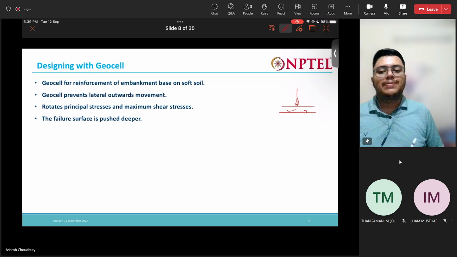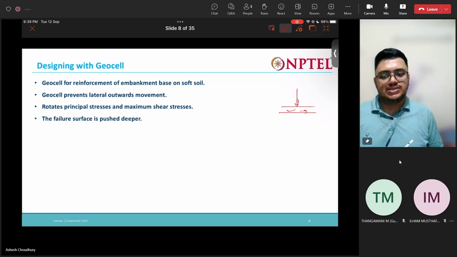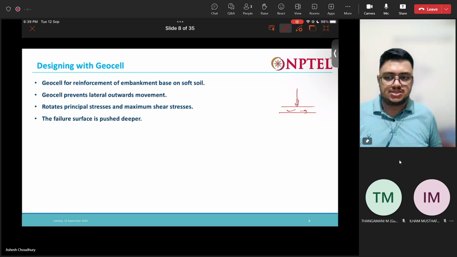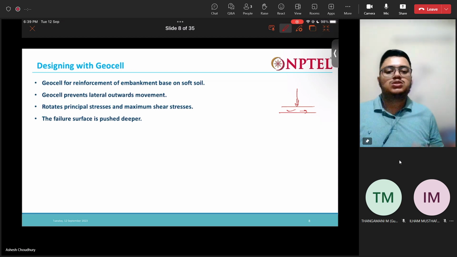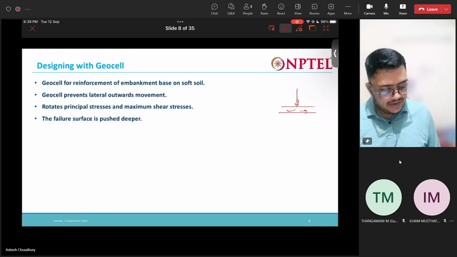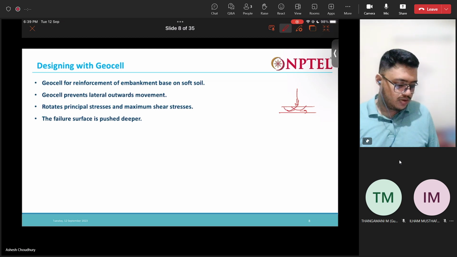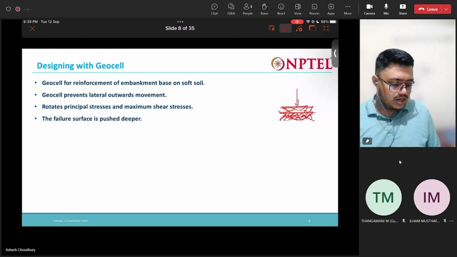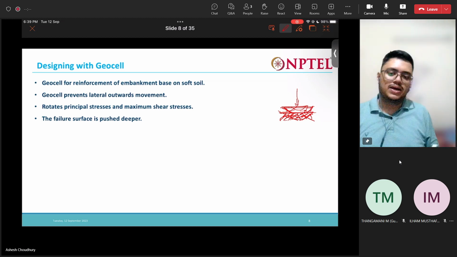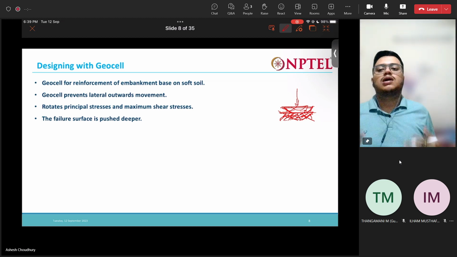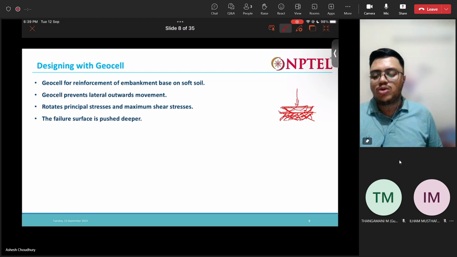Alright. So what happens? The geocell actually rotates the principal stresses and maximum stresses direction, and the failure surface is pushed deeper. So say the failure would have occurred like this. Now what happens? This failure surface is actually pushed deeper. So the failure actually doesn't happen. So here we have strong soil, right? And here is the soft soil, and here we have the strong soil. So the failure surface is pushed deeper, right? So we are actually strengthening it, and we won't allow the failure to happen, using geocell.